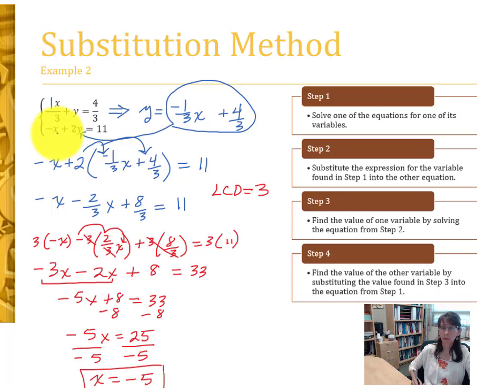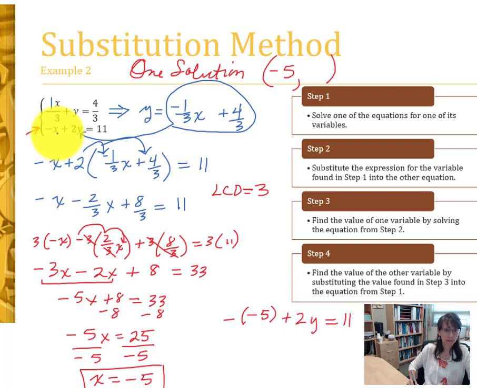Since we were able to solve for one of the variables, once again, we're going to have one solution to this system. And the solution involves an ordered pair. Since we just found x, then the x value of the ordered pair is negative 5. To find the y value, we use the x value of negative 5 and substitute that into either one of the original equations. So you're probably thinking the second equation looks a little bit easier to substitute. So that's the one we'll use. Negative times the x value plus 2 times y equals 11.